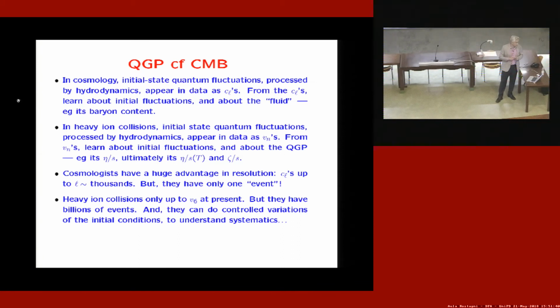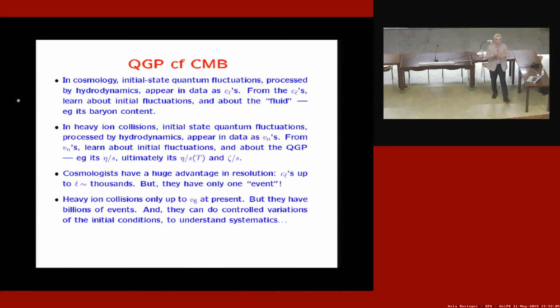From doing this, I shall state the conclusion on the next slide, but in cosmology the analogy is actually really quite good, because initial state quantum fluctuations, which may come from inflation, are processed by hydrodynamics in cosmology, and they appear in the data as a fluctuating final state whose Fourier modes you measure. That tells you about the fluid of cosmology, and it tells you about the initial fluctuations. At this level, it's exactly the same in heavy ion collisions.